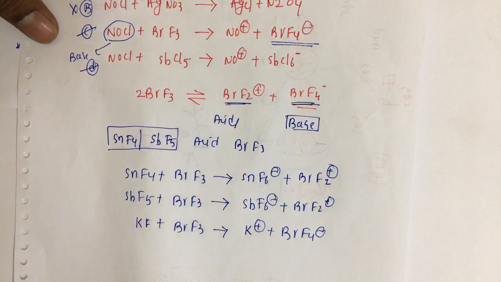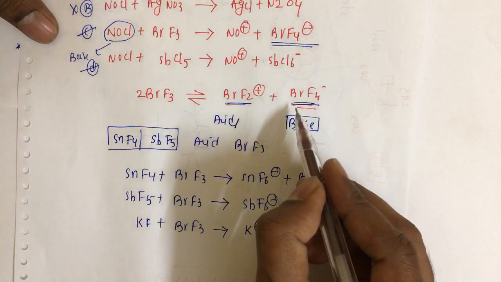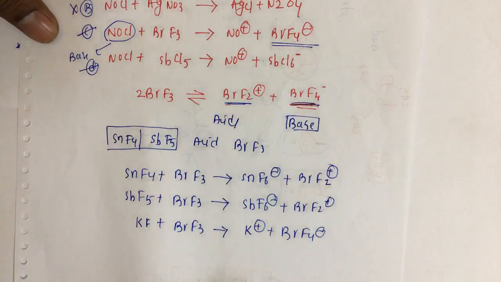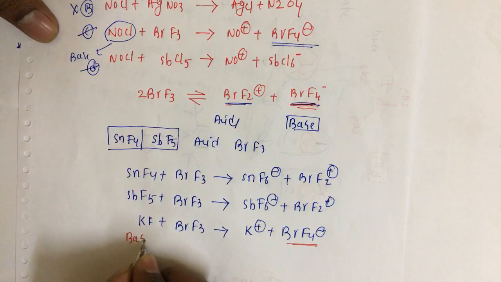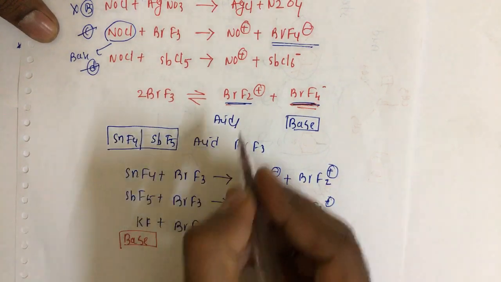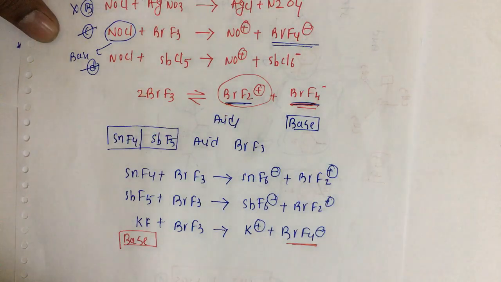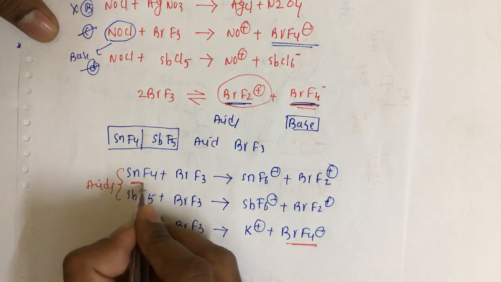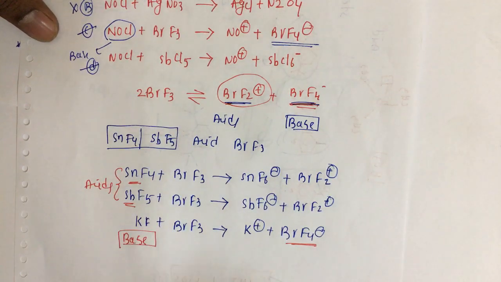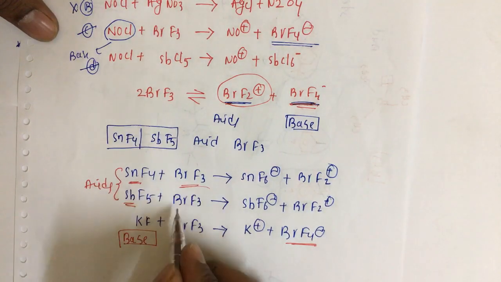The compound which produces the BrF4 minus, they are bases. So here this is producing BrF4 minus, so this is a base. And the compounds which produce the BrF2 plus, they are acids, and these two are acids. Just remember Sn and Sb are always acids in BrF3. Okay, so the answer will be only KF.